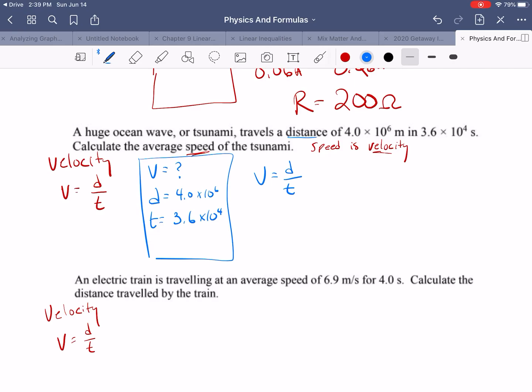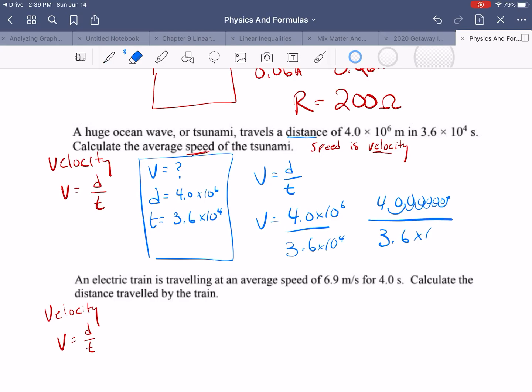Okay, let's write out what we have. We don't have velocity. We do have the distance, 4.0 times 10 to the 6, or it would be 4.0 and we'd move it 6 times. 1, 2, 3, 4, 5, 6. Fill those all in with zeros. Put the new decimal here. Divided by 3.6 times 10 to the 4. You can literally just put this in on your calculator, you guys, or you can do this.